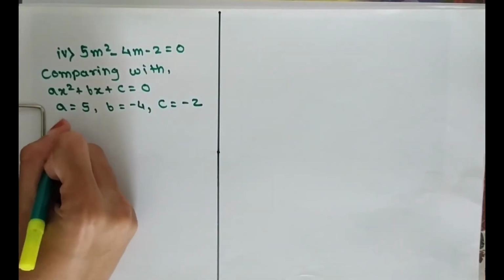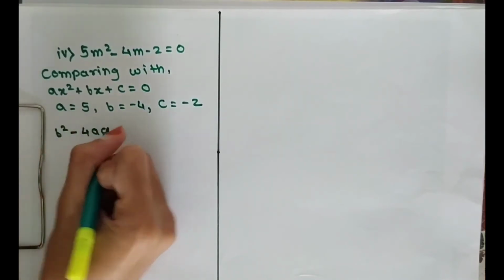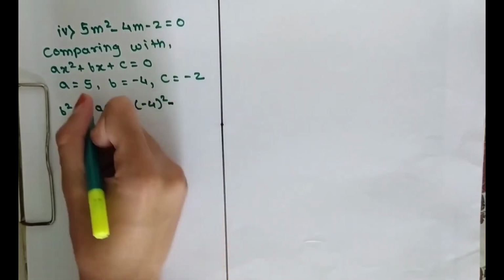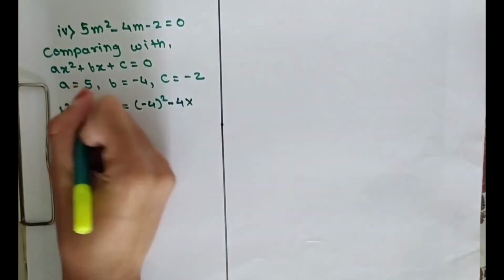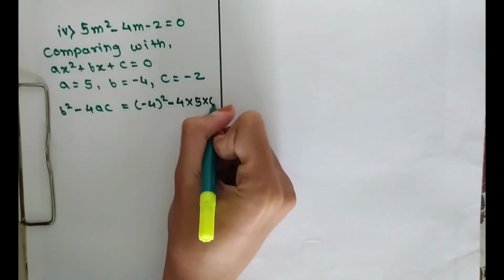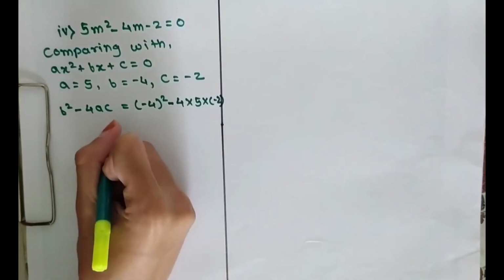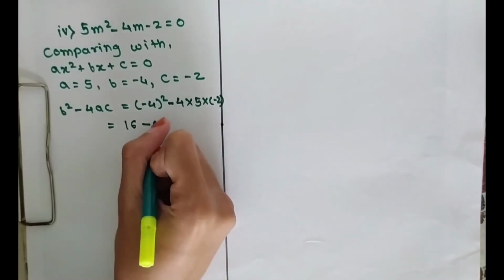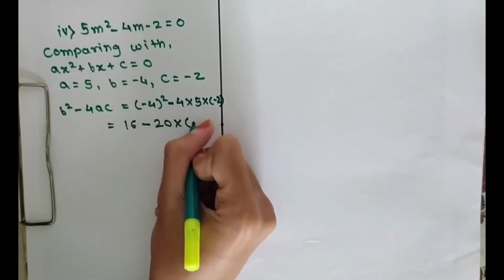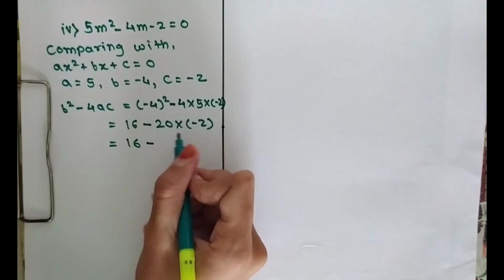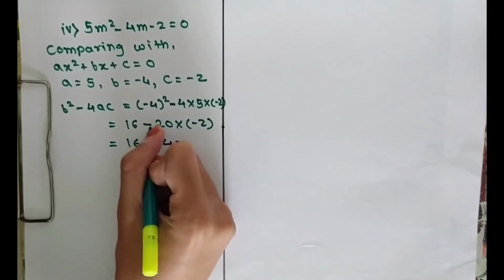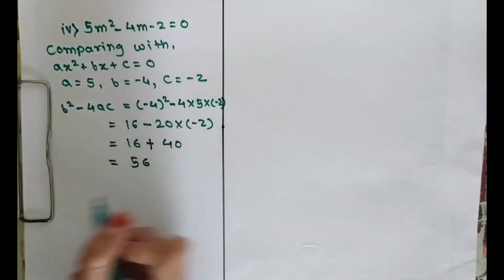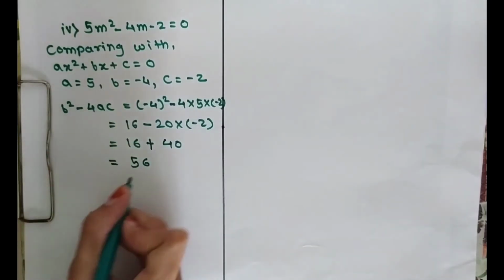Now first find b square minus 4ac. So b square is minus 4 square, minus 4 multiplied by a is 5, multiplied by c is minus 2. So minus 4 square is 16, minus 5 4s are 20 multiplied by minus 2. So 20 multiplied by 2 is 40, and minus minus is plus. So 16 plus 40 is 56. So b square minus 4ac is 56.